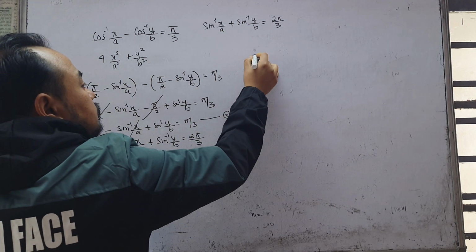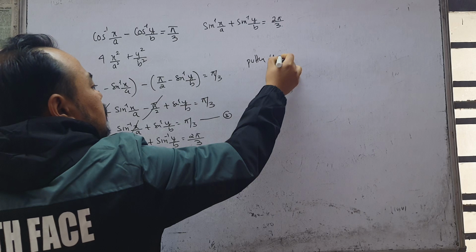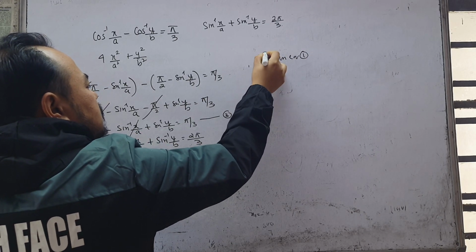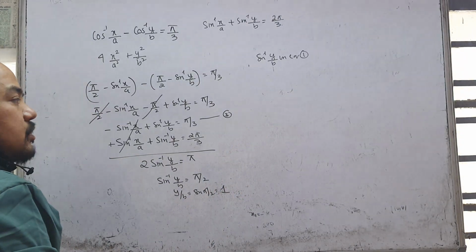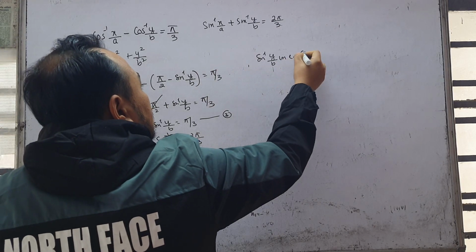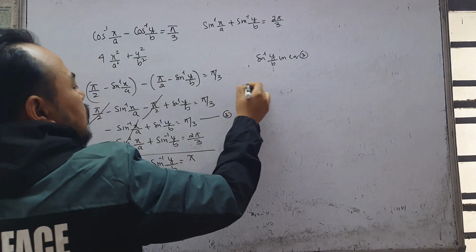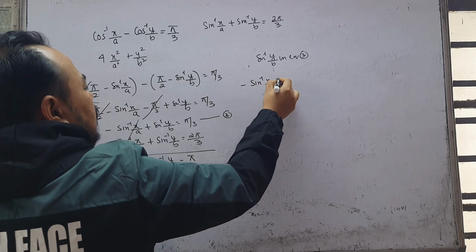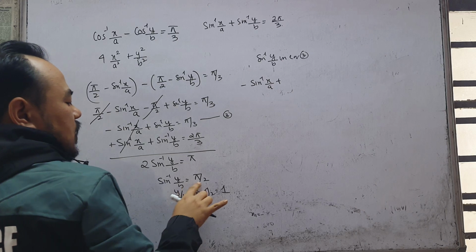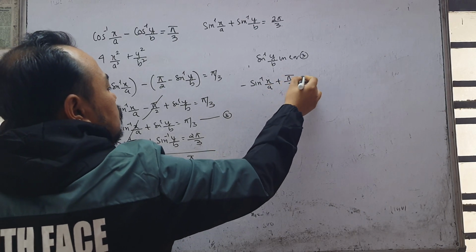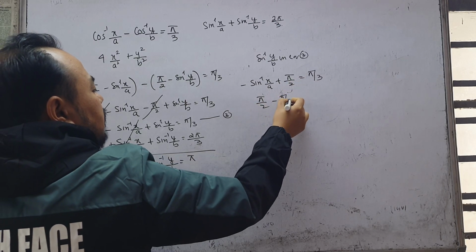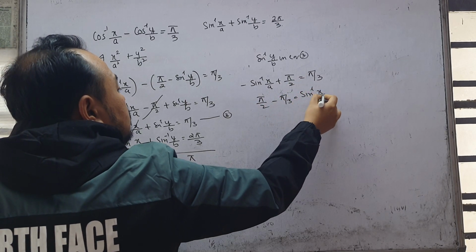Now putting y by b in equation number 1, or instead of writing y by b, write down sine inverse y by b. Much easier. Okay. So in equation 1, equation 1 is not equation 3. Let me use equation 3. This one. So we have minus sine inverse x by a plus, what is sine inverse y by b? Pi by 2 equal to, what is this? Pi by 3. So pi by 2 plus, count this sign becomes minus, equal to sine inverse x by a.